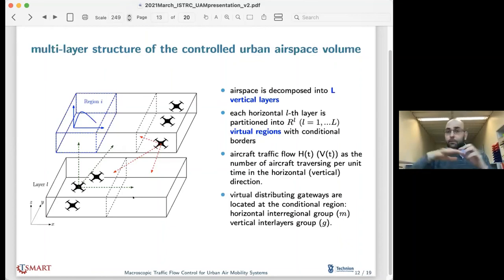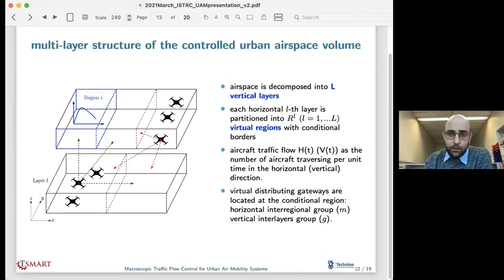So for example, maybe fast drones will be in one layer and slower drones in another layer, or drones for health use, for example for hospitals, in one layer, and taxi drones or other types of drones in another layer and so on. And then you need to move up from one region to another region. And each region can be aggregately modeled by this shape of MFD that we described earlier.